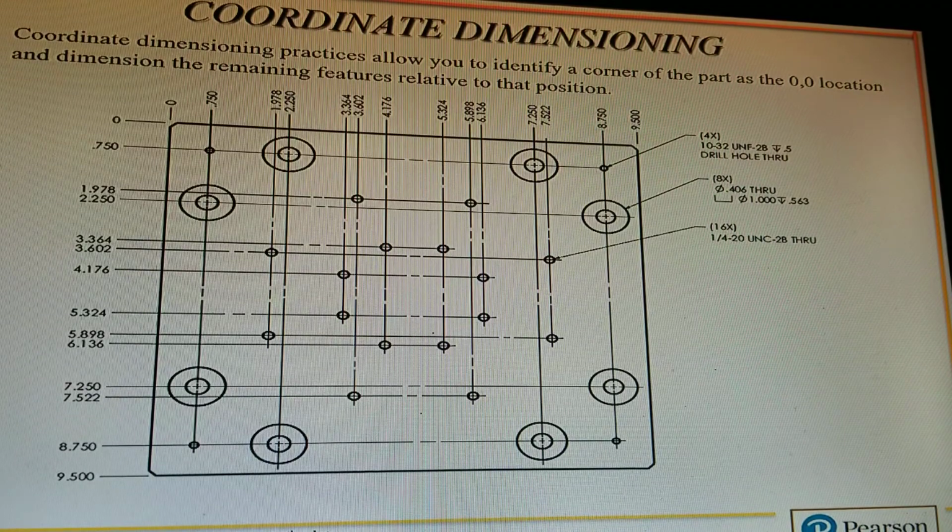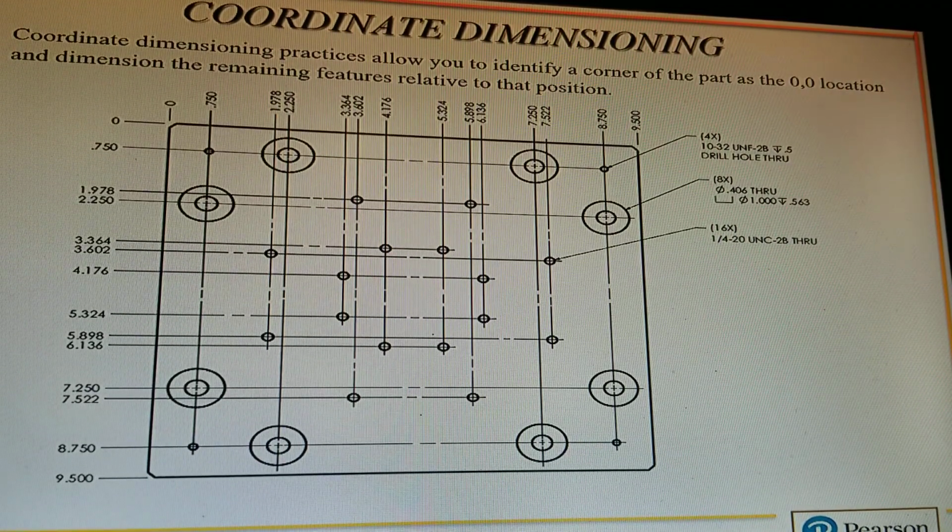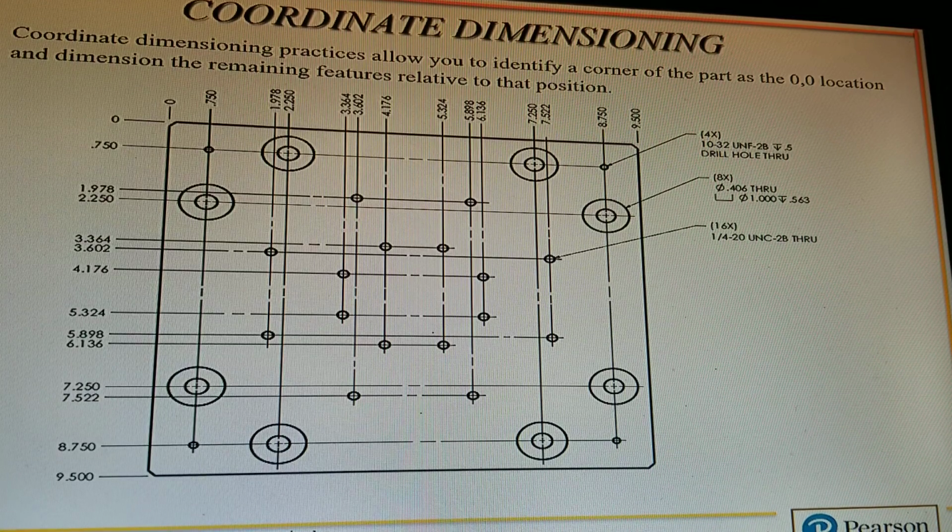This is called coordinate dimensioning. All your dimensions are coming from that upper left corner where it says 0, 0. It's sort of like a grid. Your XY coordinates, you start at 0, 0, and you go left with your dimensions, and then you go down with your vertical dimensions.